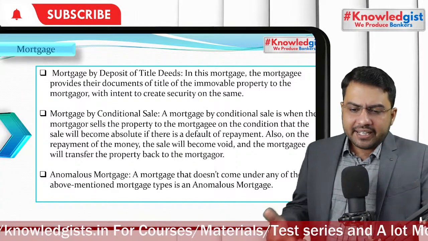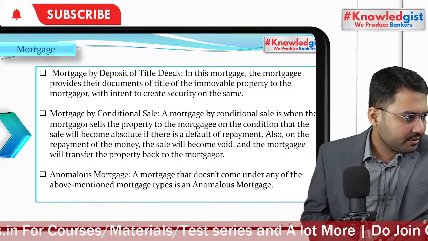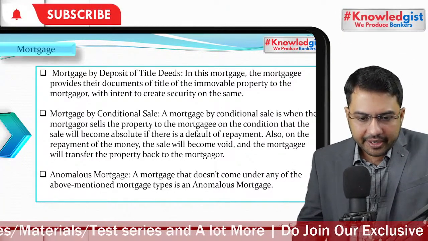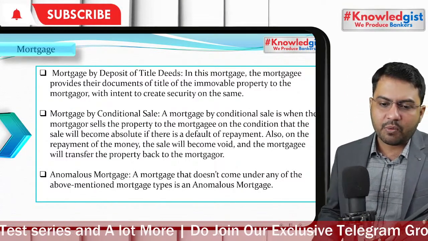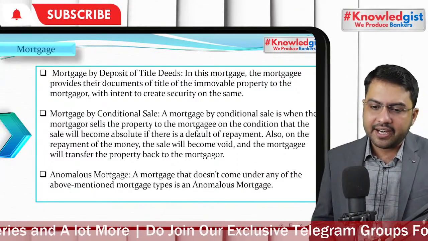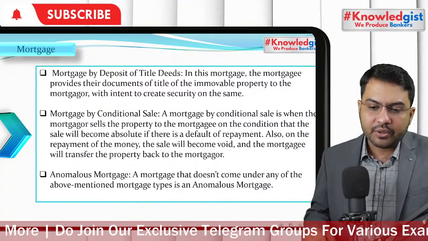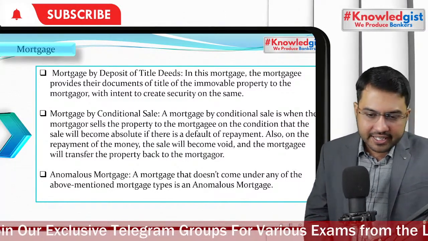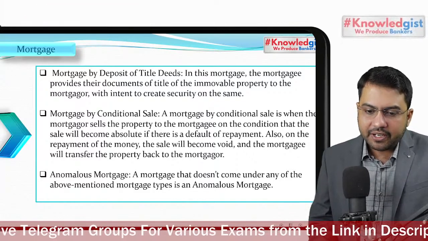Mortgage by deposit of title deeds is self-explanatory, I believe. Okay, in this mortgage, the mortgagor provides the documents of title deed of the immovable property to the mortgagee with intent to create security on the same. Which type of mortgage in KCC? It's definitely equitable mortgage.